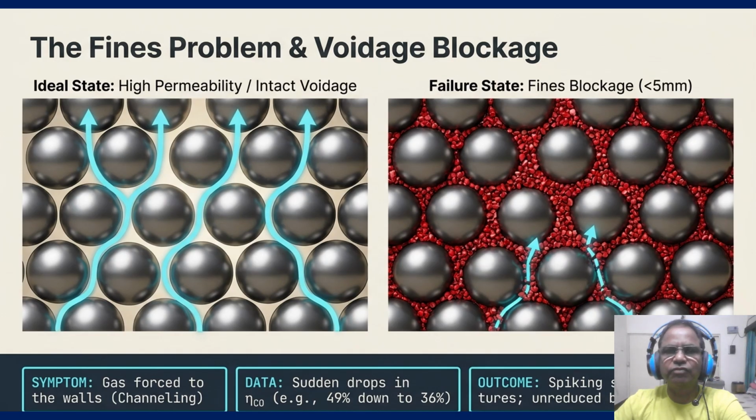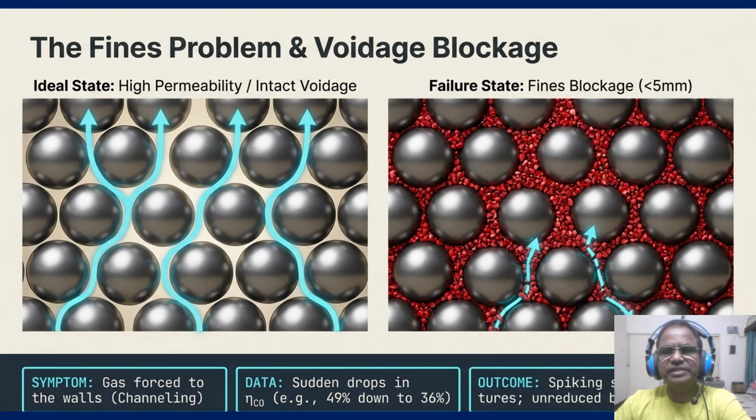Now look at the failure state on the right. Those small red particles are fines less than 5 mm in size. They act like sand in a drain, creating voidage blockage. Follow the blue arrow now. They are forced to the wall. This is the channeling. The so what is in the data box: a sudden drop in the gas utilization from 49 down to 36%.